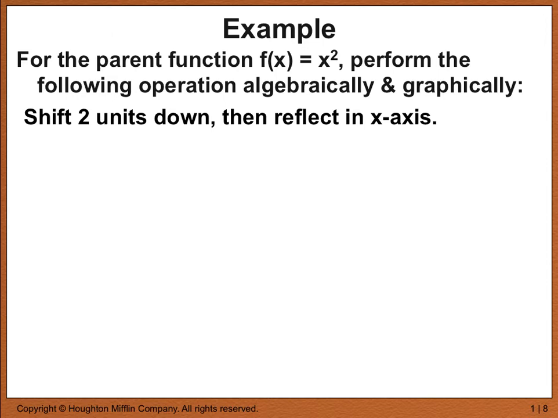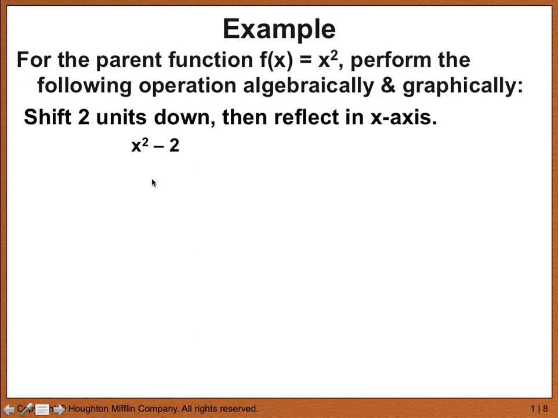Shift 2 units down, what does that look like? That would just be x squared minus 2. Okay, I've got my parent, x squared, and I'm only looking at the shift of 2 units down for now. I'm not worrying about anything else. Let's just do one step at a time. Shift 2 units down, and that would just be x squared minus 2. Vertical shift of 2 units down.